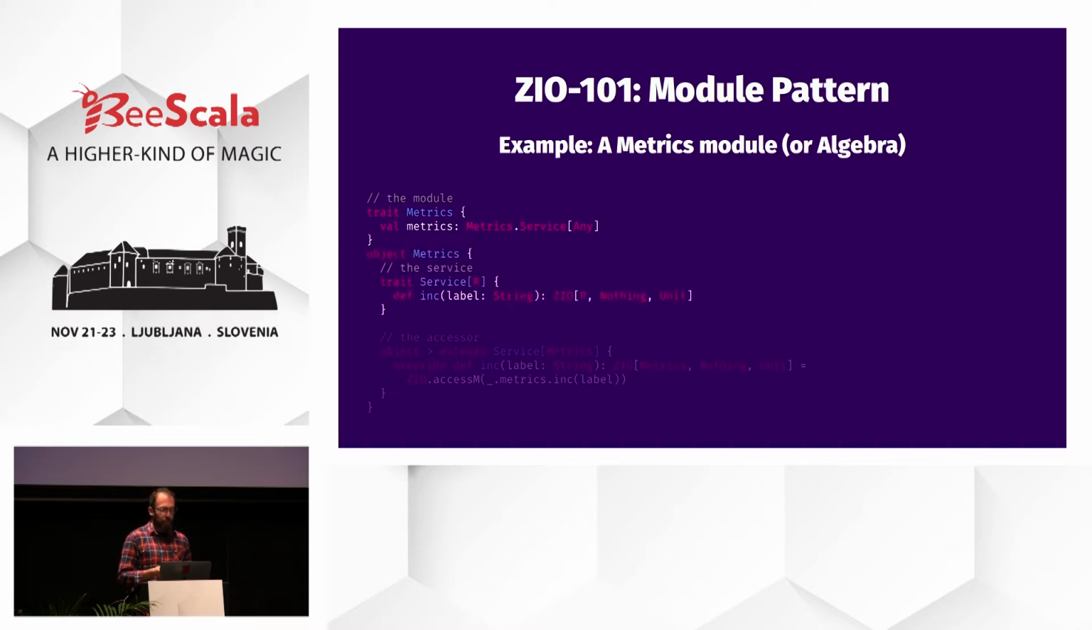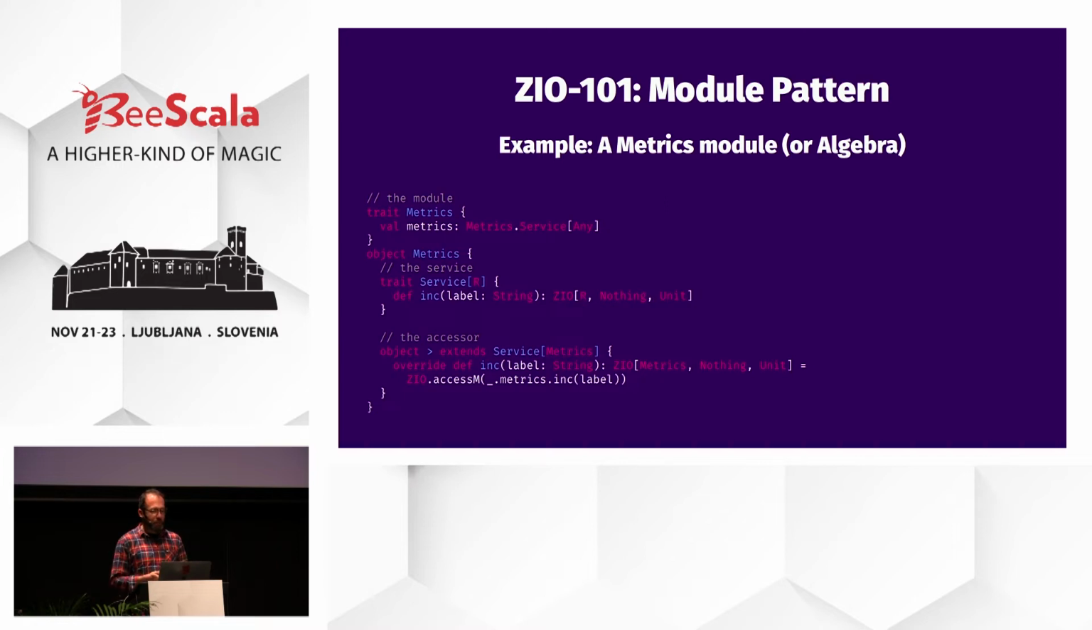So I want to introduce a module that can increment labeled counters, essentially. I define the algebra of my service in this service. I define a trait with a val that by convention we name with the same name of the module, just lowercase, and it points to the service defined in the companion object. And then it's very handy to also define an accessor object that is just an extension of the service parameterized on the module itself.